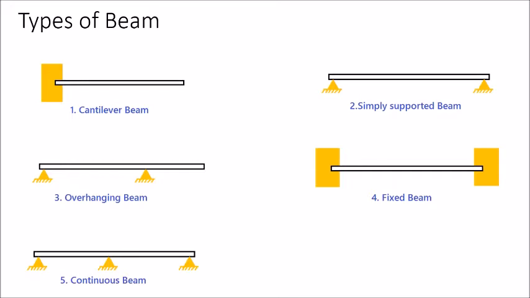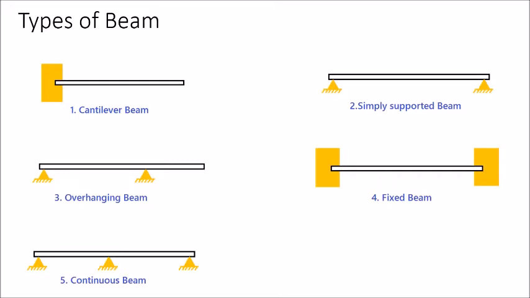The second example is a simply supported beam. This is the kind that we're going to be discussing today, where the beam sits on two supports at either end of the beam. So that could be sat on two walls, or it could be sat on two columns, something of that nature. The third example that we've got here is an overhanging beam.